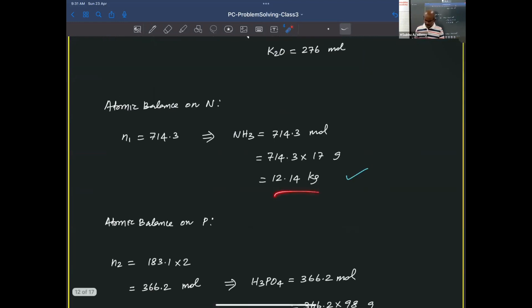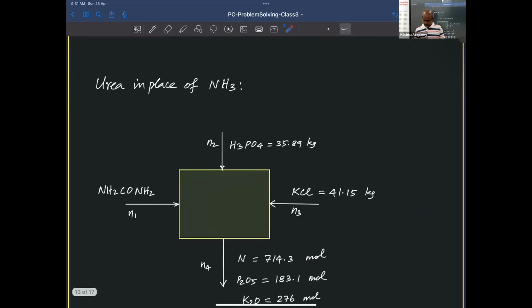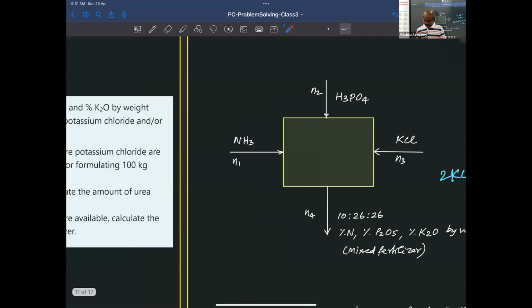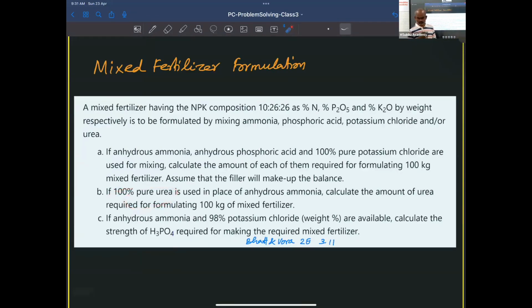We have calculated every fertilizer constituent in terms of kg. Now, there is a second part. Instead of anhydrous ammonia, which means pure ammonia, we are using 100% pure urea. In place of ammonia, if urea is used, how much will be the urea requirement? In that case, what will be changing? Ammonia is giving the contribution of N. You can also get that from urea.